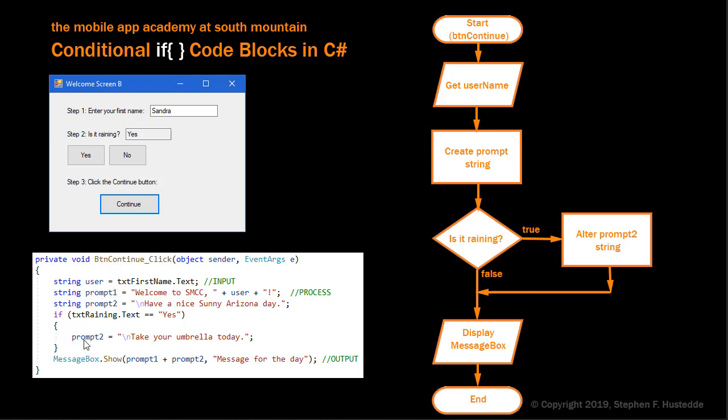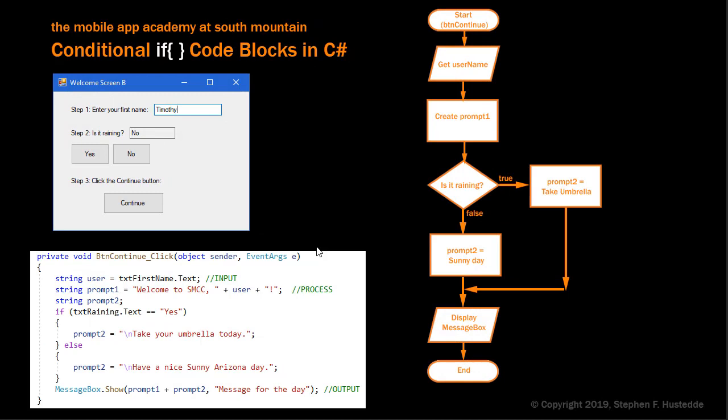And that code is to change prompt 2 to have a new line character and take your umbrella today. If, however, that's false, if they have clicked no, or that says anything other than yes, then we're going to have the original message for the day of have a nice sunny day.